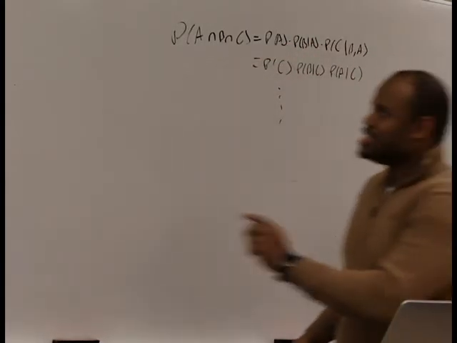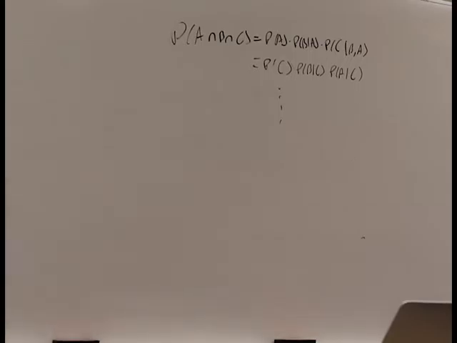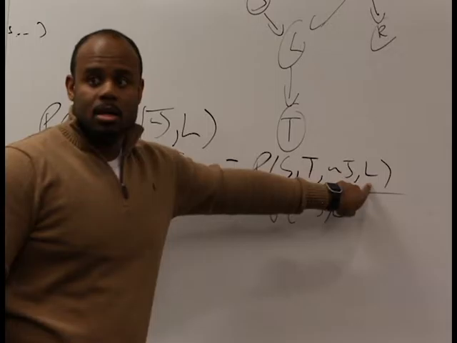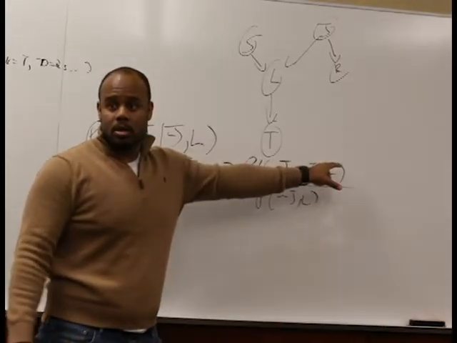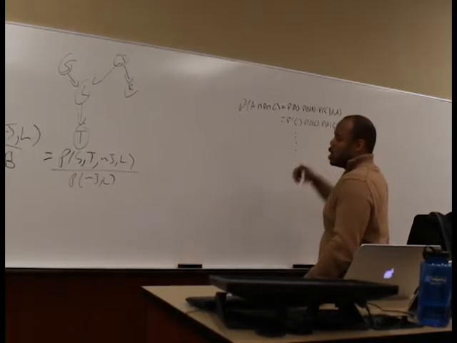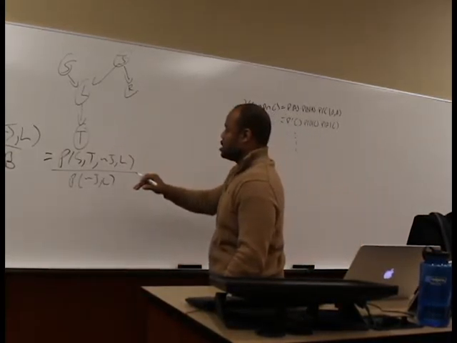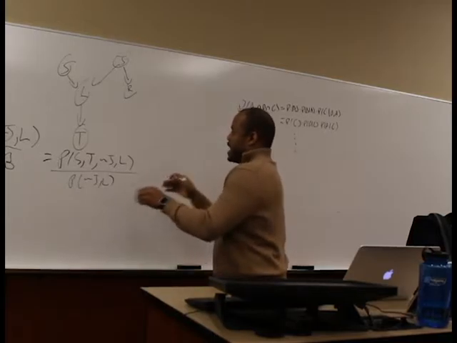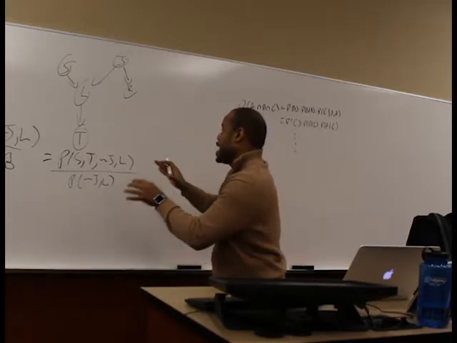Just like, I have the same thing here. I have A and B and C and D. That's what I'm concerned about for this question right here. And I can write this any particular way I want. So I can write this as S, and then let's say L given S, and then T given L and S, and then J given S, T, and L.